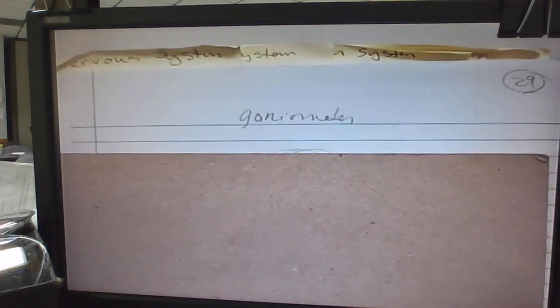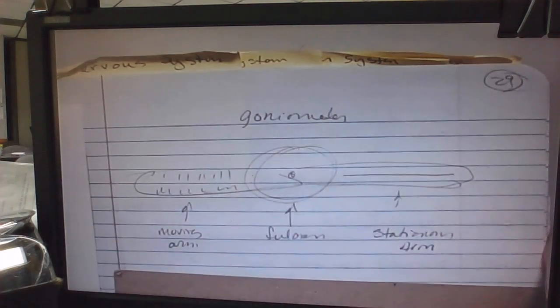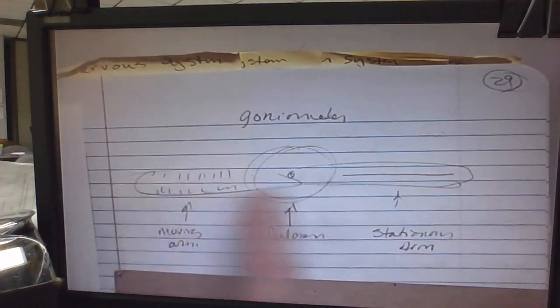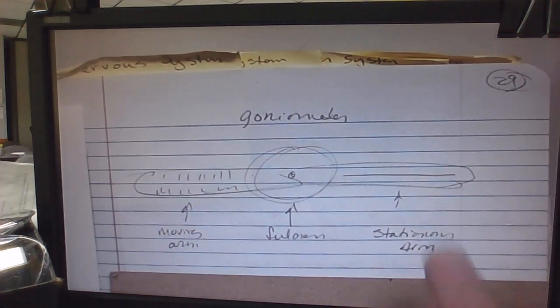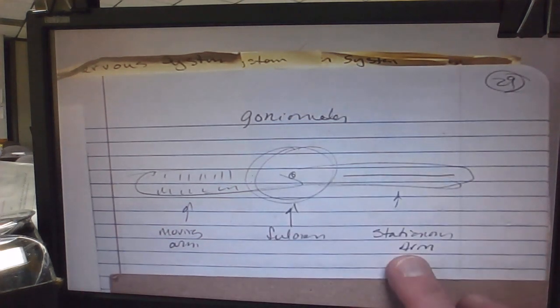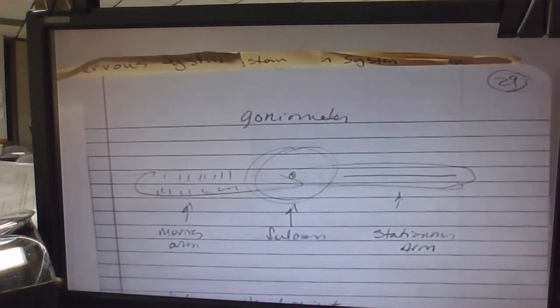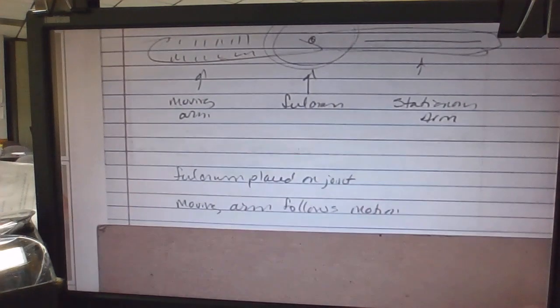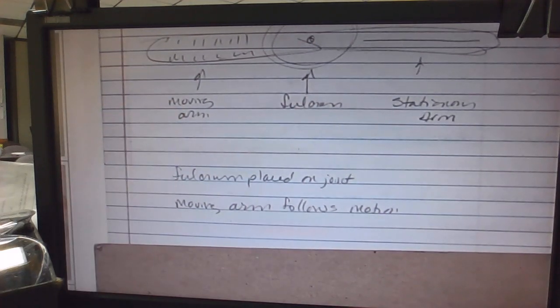All right, the tool that a physical therapist might use to determine range of motion is the goniometer. Our goniometer has a stationary arm and a moving arm. The little brad, the little rivet in the middle, is the fulcrum. Stationary means that's the spot that stays still. Moving is the part that moves as you move the joint. The fulcrum should be placed on the joint, and the moving arm of the goniometer follows the motion.